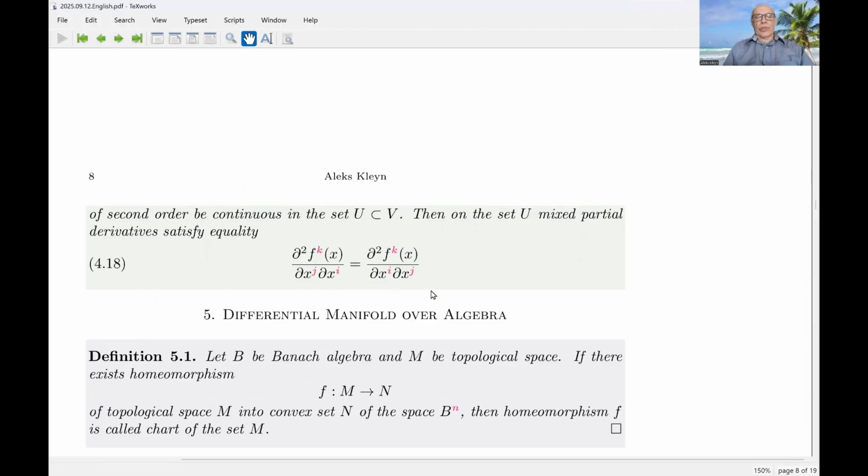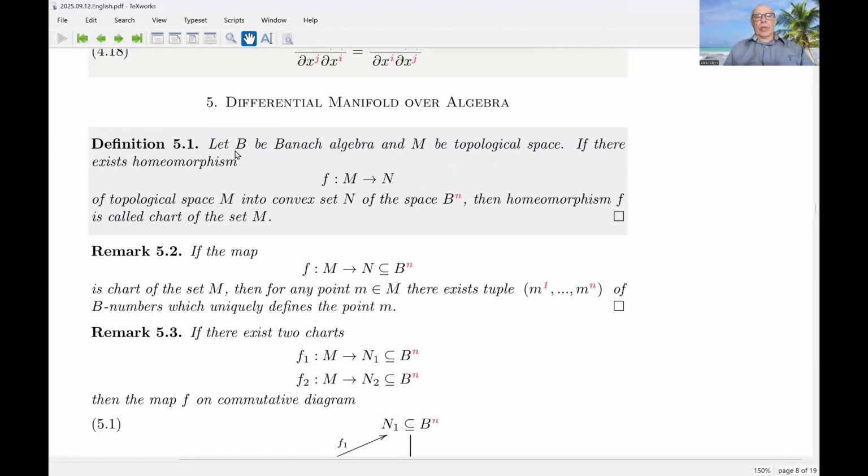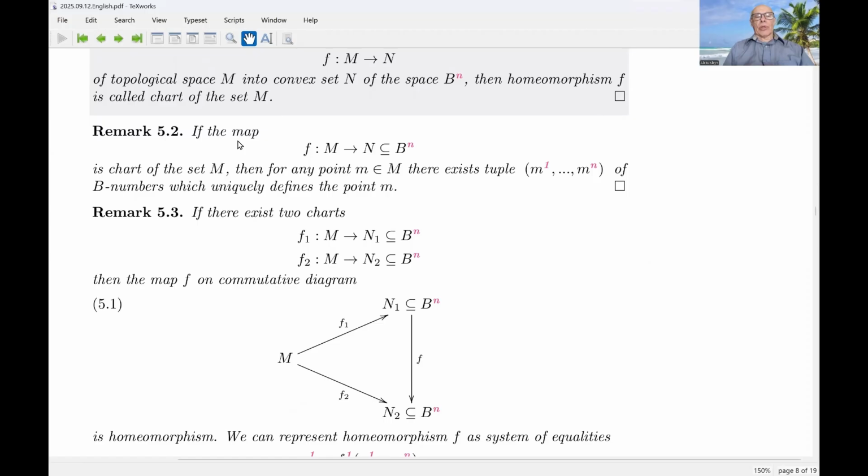Now we are ready to consider differential geometry. Let B be a Banach algebra and M be a topological space. If there exists a homeomorphism F of topological space M onto a convex set N of the space B to the power n, then the homeomorphism F is called a chart of the set M. Remark: if the map F is a chart of the set M, then for any point m in M, there exists a tuple m1, ..., mn of B numbers which uniquely defines the point m.